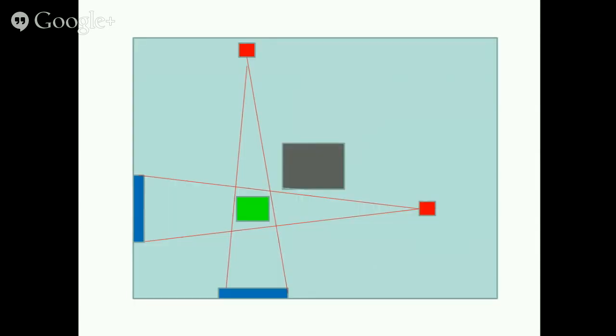So John used two camera stands, the red dots, looking at a capture volume which is marked in green, and on the far side of those, the capture volume from the cameras, was a big calibration board that he could measure things against.